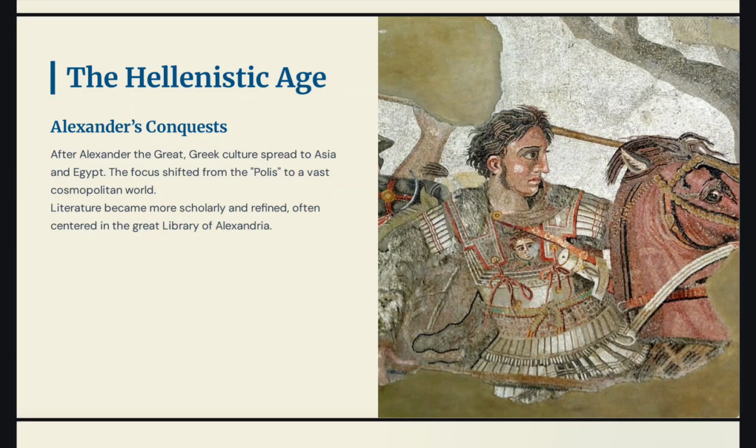And scholars, now we are going to discuss the Hellenistic age. So what happens when Greek culture leaves Greece? Then begins the Hellenistic age. And Alexander the Great is one of the important figures of the Hellenistic age. Alexander conquered Egypt, Persia, and parts of India too.